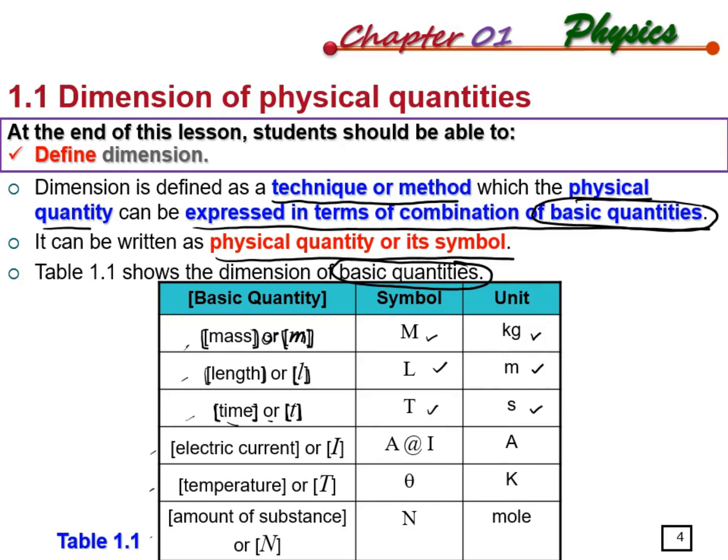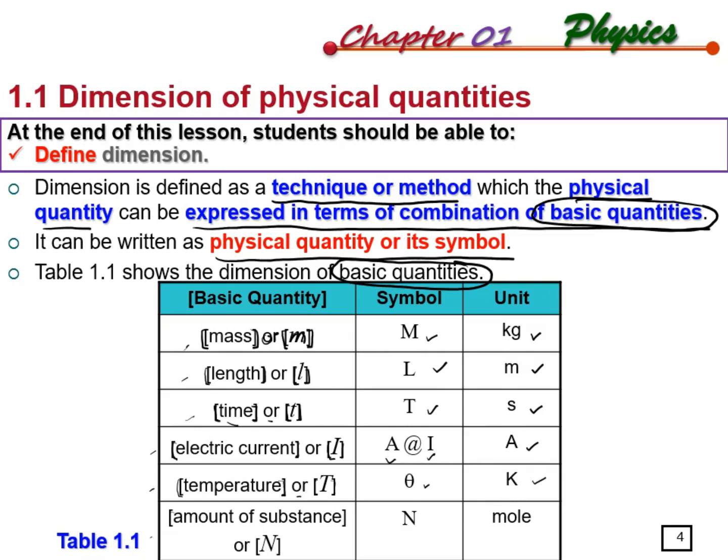And then the next one is electric current. You can put it in words, or you can use the symbol of the electric current, capital I, then must put it in bracket. The symbol of the dimension is capital I or A, and the unit of electric current is ampere, capital A. And then the temperature, you can put it using the word, but must put it in bracket, or you can use the symbol of the temperature, capital T. So to do the dimension you must put it in bracket. And then the symbol of the dimension is theta and the unit is Kelvin.